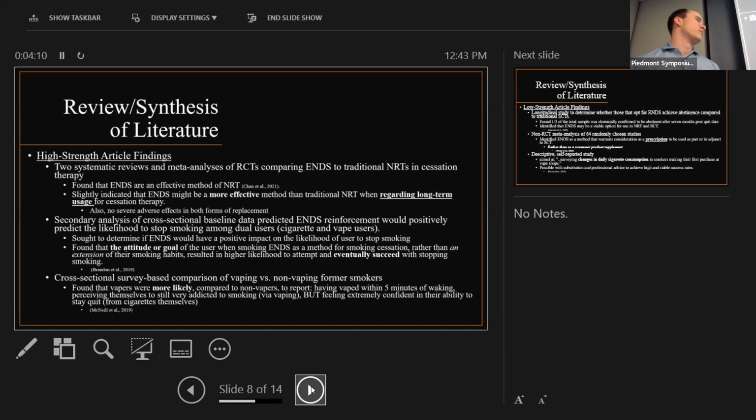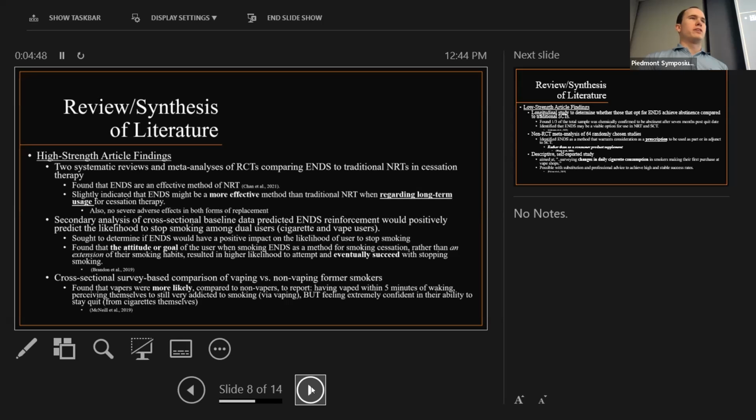And so they found that the attitude or goal of the user when using vapes is a better indicator for the effectiveness of this. So basically, if somebody is going to be using a vape as an extension of their smoking habits, it's going to be a lot less effective than somebody who's like, I'm using these specifically to stop cigarettes. And then the last one is a cross-sectional survey-based comparison. So just a comparison between vaping and non-vaping former smokers, and just a survey asking them questions.